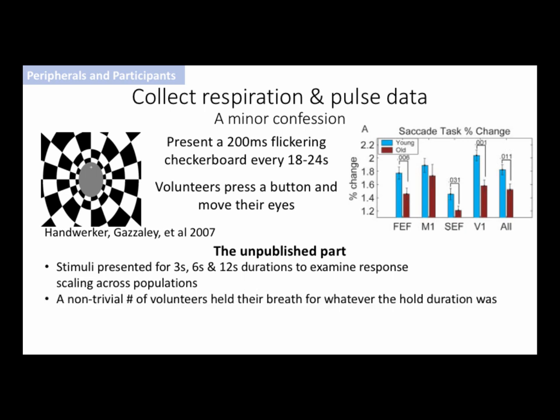The problem was a non-trivial number of my volunteers held their breath for whatever the task duration was. So if the checkerboard was there for 3 seconds, they held their breath for 3 seconds. If the checkerboard was 12 seconds, they held their breath for 12 seconds. And if you don't know, breath holding is possibly one of the most potent things you can do to cause a global MRI signal change because it causes massive blood flow changes across the whole brain.